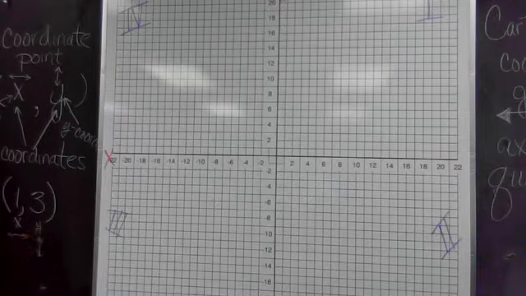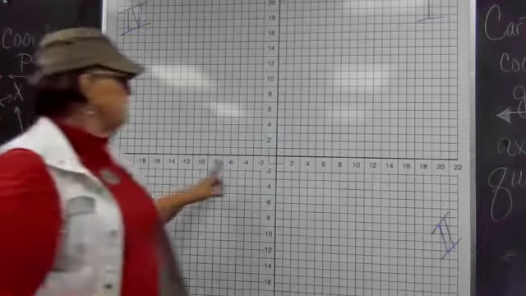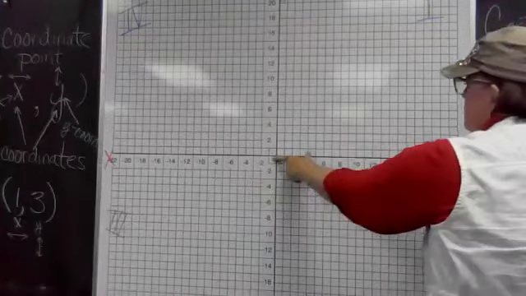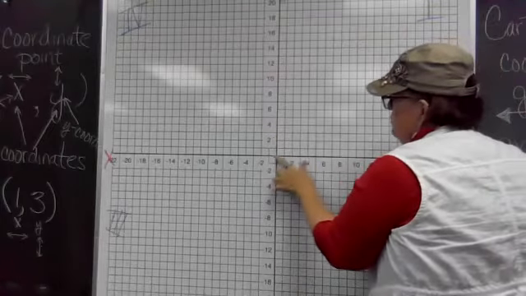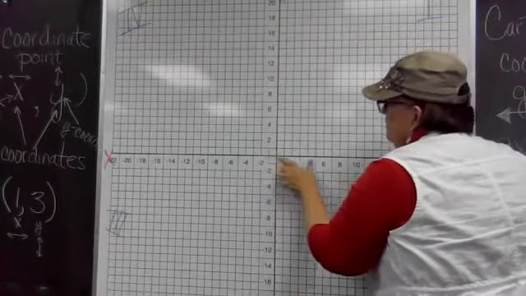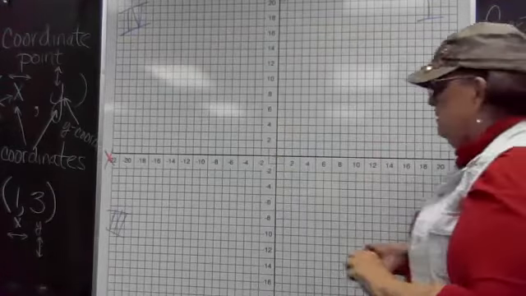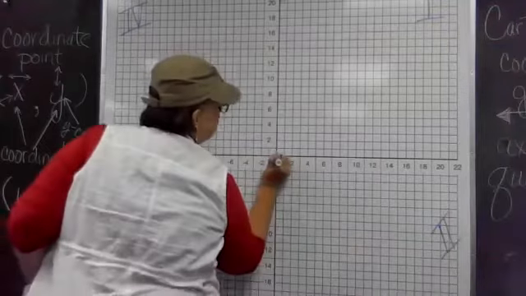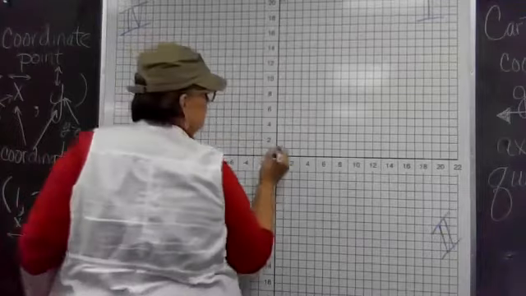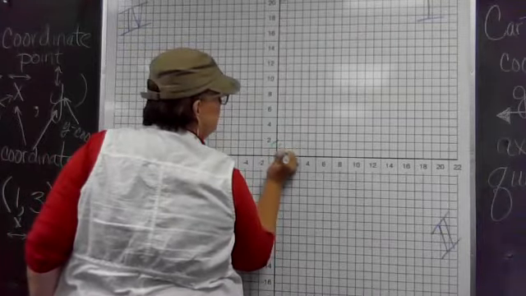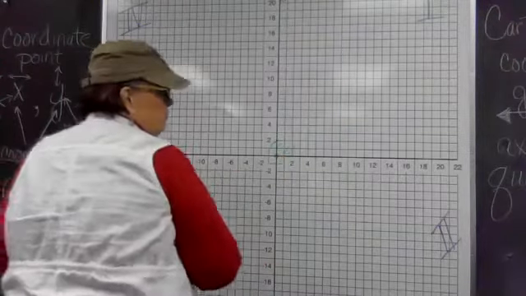Now, we have to have a starting place. A starting place is right here in the middle, where this was 0 and then the positives and the negatives. Remember, that was 0. So this spot, our starting point, is 0, 0. And we will always start there when we're plotting points.